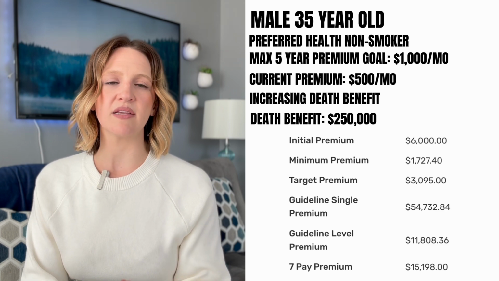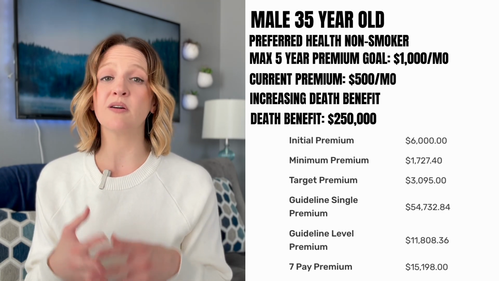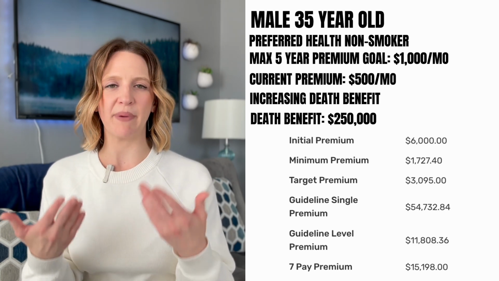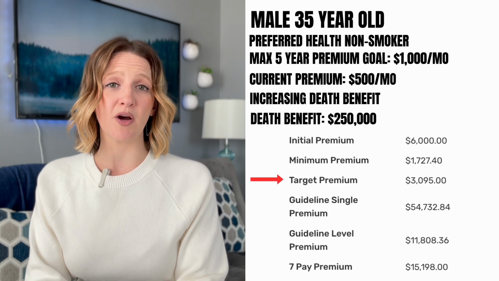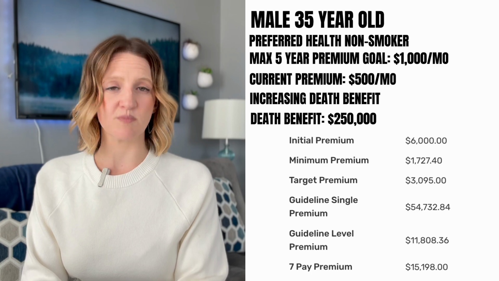So with an IUL, it's like if you don't use the full amount of money that you can contribute in a given year, you don't lose it. It carries over to the next year and the next year, so you can always kind of back pay that IUL. You'll also notice here that the target premium is super low, which means the client is doing a great job overfunding their IUL. This is properly structured.